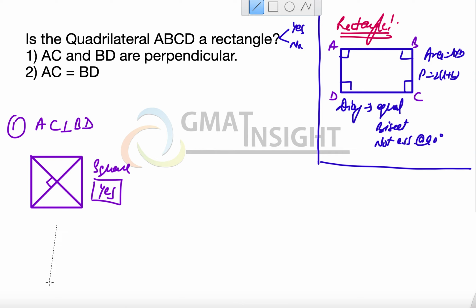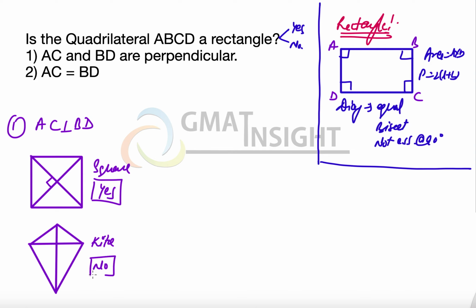So what I'm doing is simply drawing two lines which are perpendicular, but since there is no information about them being equal or bisecting each other or not, I just drew a sign like this, and then I am drawing a figure which is called a kite. Since this figure is a kite and not a rectangle, the answer to the question is no. Now we have an inconsistent answer, and we have been able to prove that the first statement is clearly not sufficient to answer the question. Now comes the second statement.